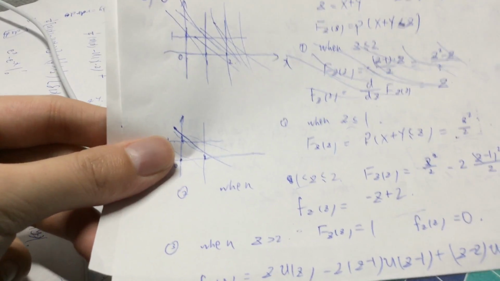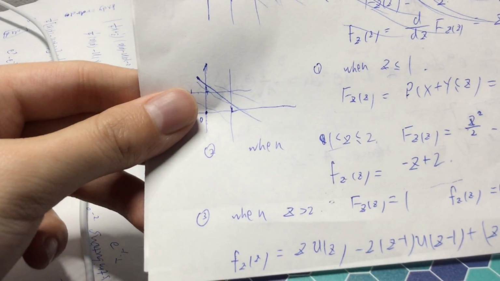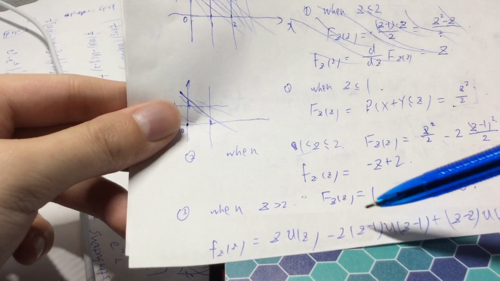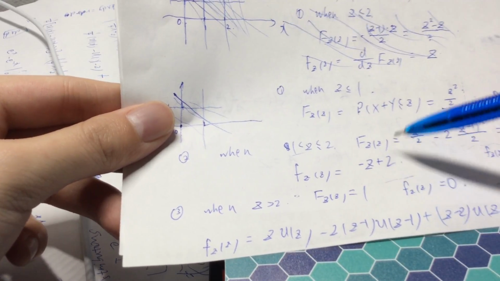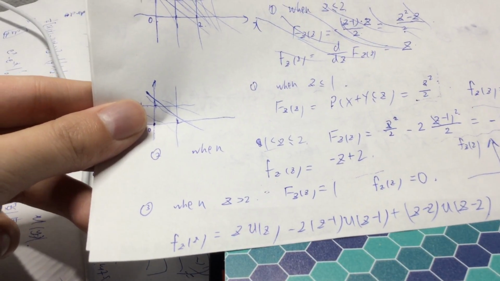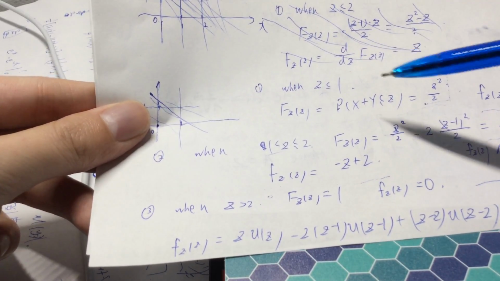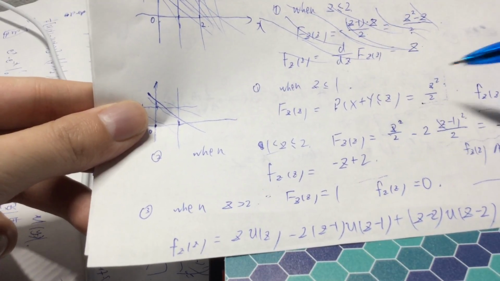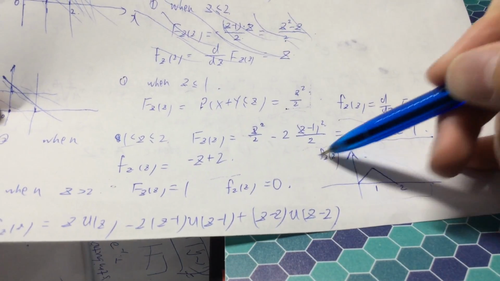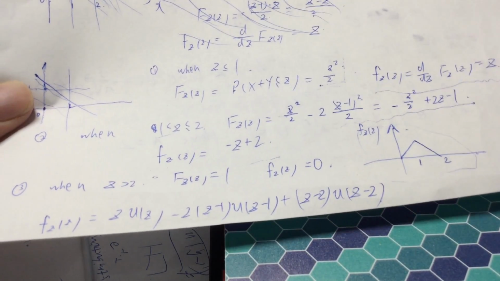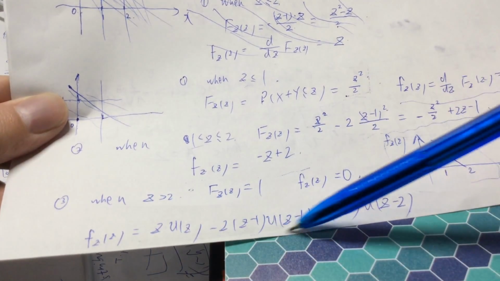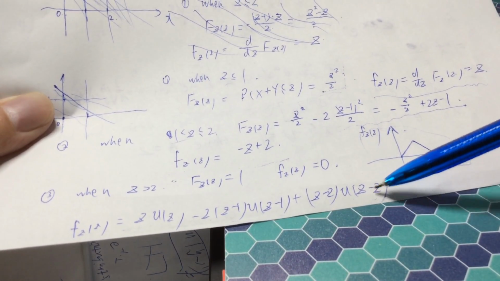So then the final situation is z bigger than 2. So the fz equals 1, and so the joint density function equals 0. Through this method, we can sketch the graph as this. Through the graph, we can list the formula as this one.